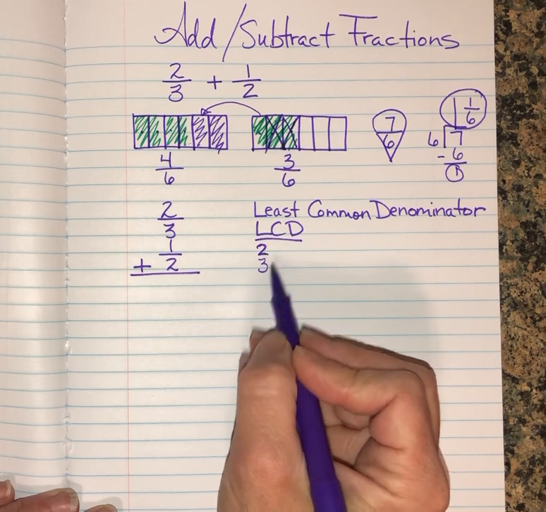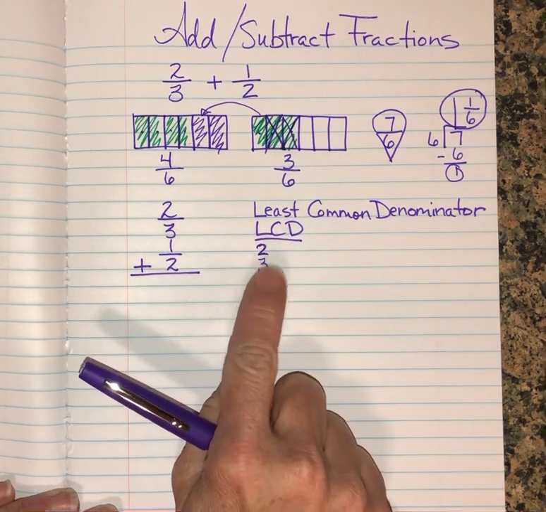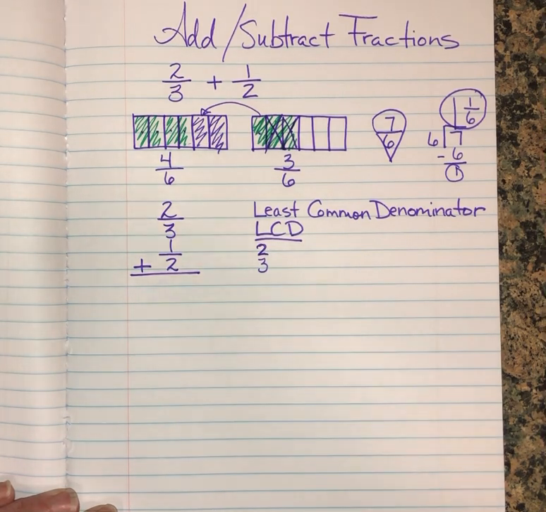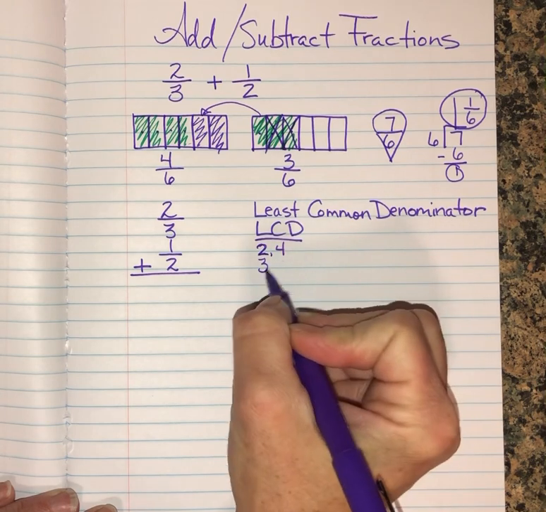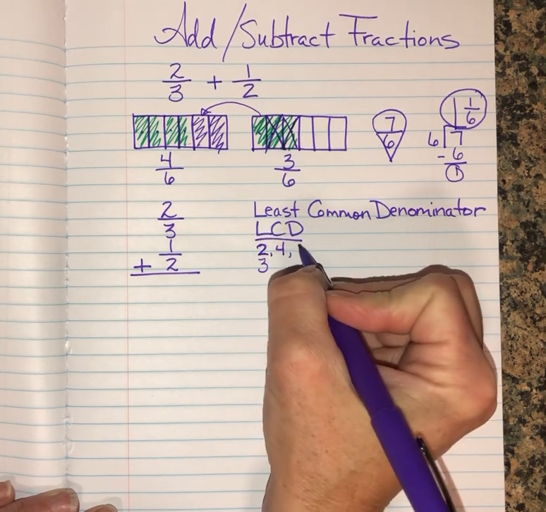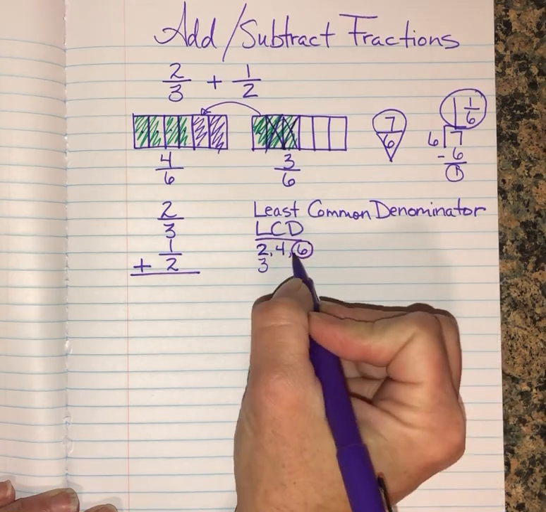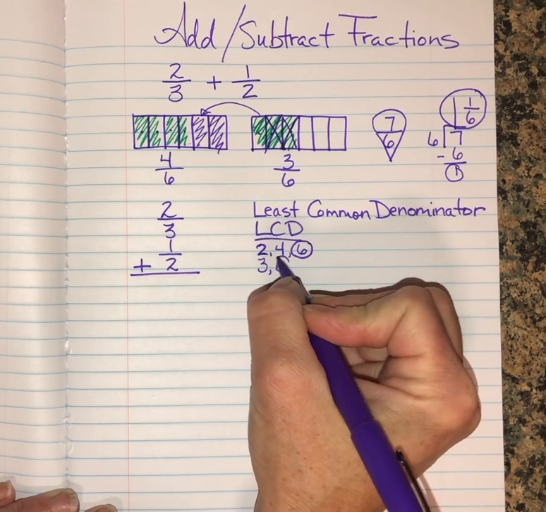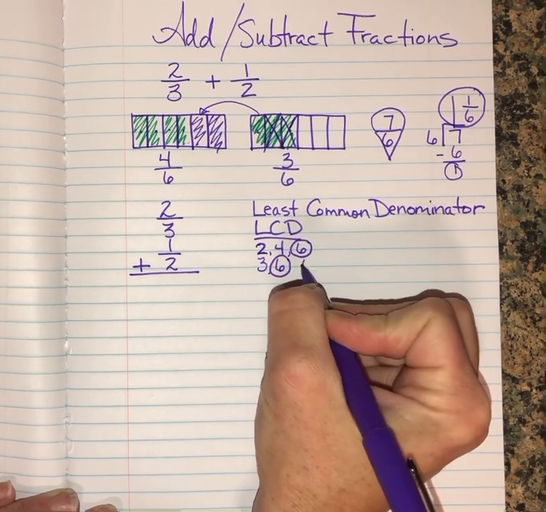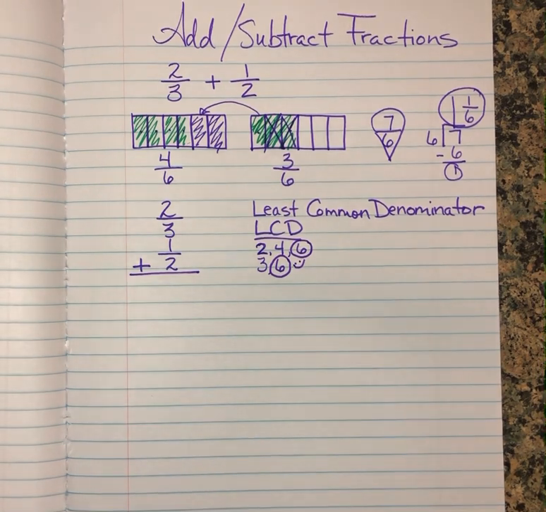Now I'm going to list out multiples of 2 and see if I find one that has something in common with 3, a multiple of 3. So I'm going to list out 4, doesn't work with 3, 6, ding, ding, ding. I know the next multiple of 3 is 6, so I can stop there because that is my LCD and now I know what to do.